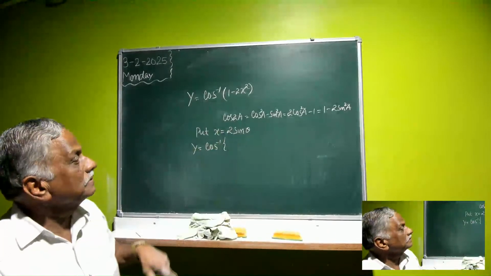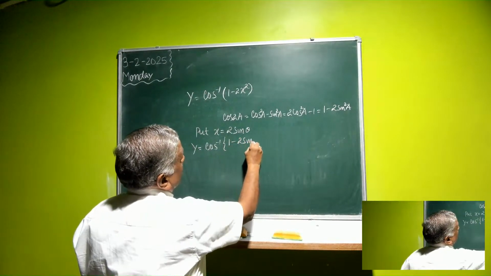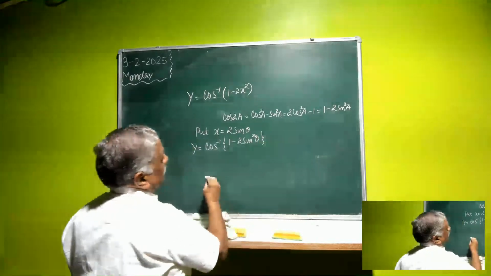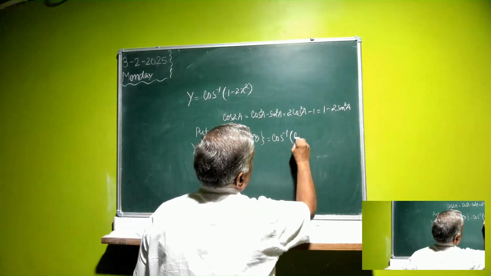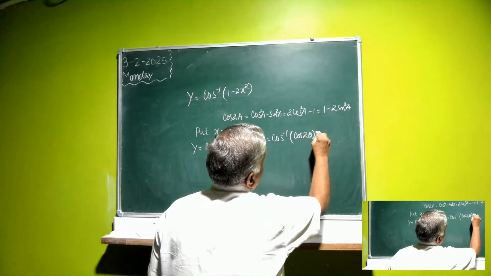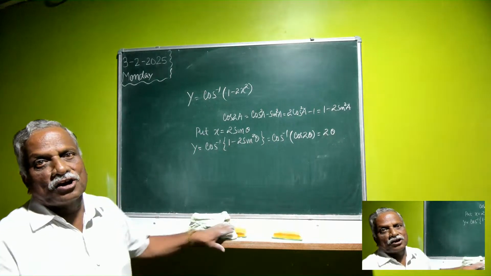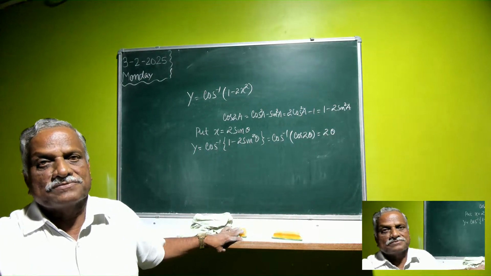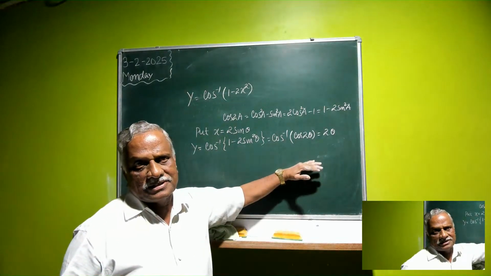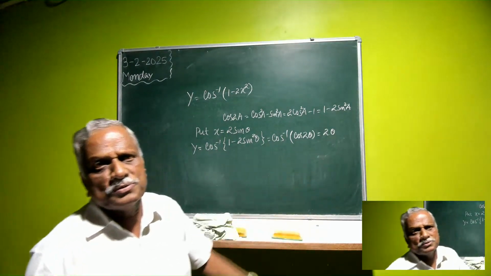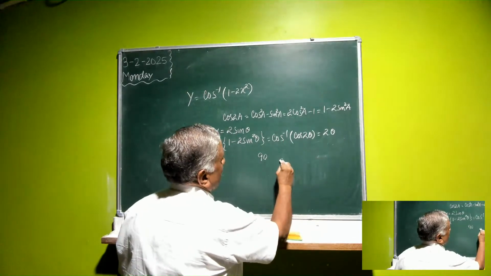Let me complete this. Now, this is 1 minus 2 sin square theta. That is cos inverse of cos 2 theta, that is 2 theta. Because again, the trigonometry formula I listed yesterday: sin inverse of sin x is x, cos inverse of cos x is x. So normally these problems are for those who are scoring more than 90 or more than 80.